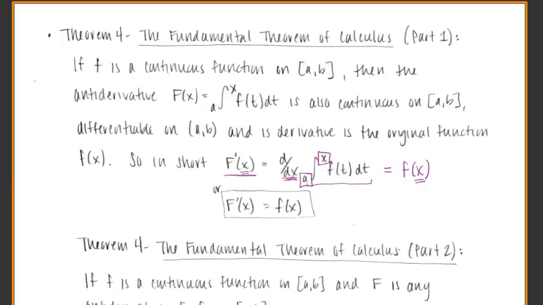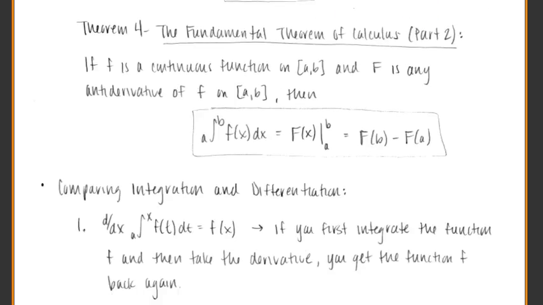So if this upper bound is something other than x, like x squared, you have a whole other set of rules you can do. Okay? Let's go on to part 2 of the fundamental theorem. This is the one that we are going to use a lot.